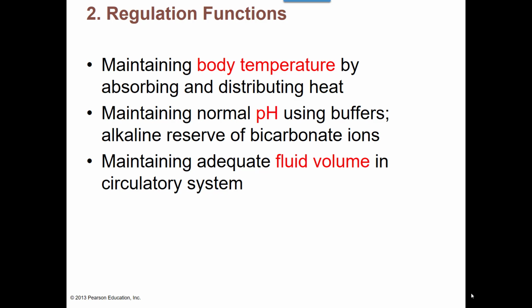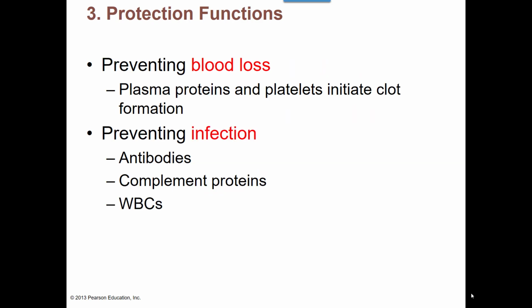It also has some protection functions. It can help prevent blood loss. We've got plasma proteins, we've got platelets that all help to start clot formation to stop blood loss. It can also help prevent infections. We've got antibodies, we've got complement proteins that help out antibodies, targeting various types of foreign invaders for destruction. And we also have various types of white blood cells that can recognize invaders and either target them for destruction or target something else to help them destroy foreign invaders.